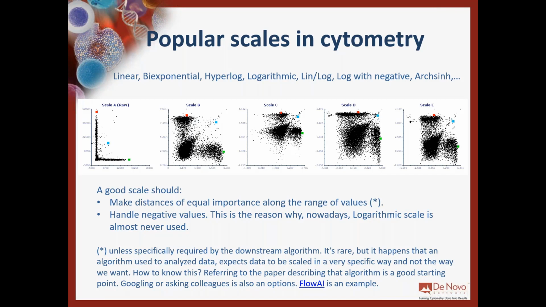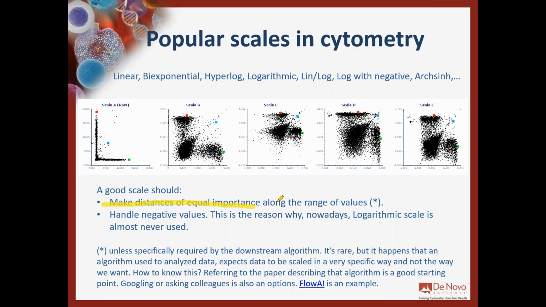It's not really a matter of which scale you're going to use, because most of the scales can help you reach almost the same results. It's a matter of finding a scale that fulfills these two requirements. The first requirement is what we said before: making distances of equal importance across the range of values. And the second is that it's good to find a scale that can handle negative values.